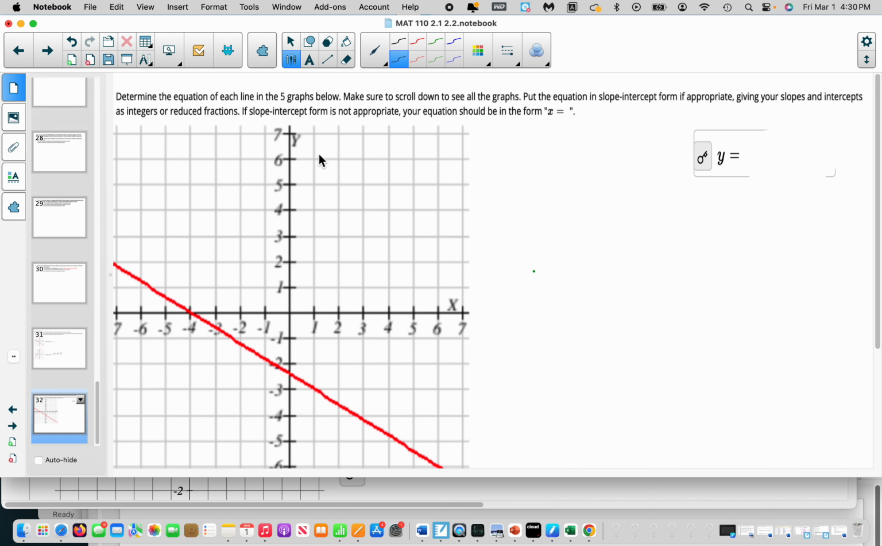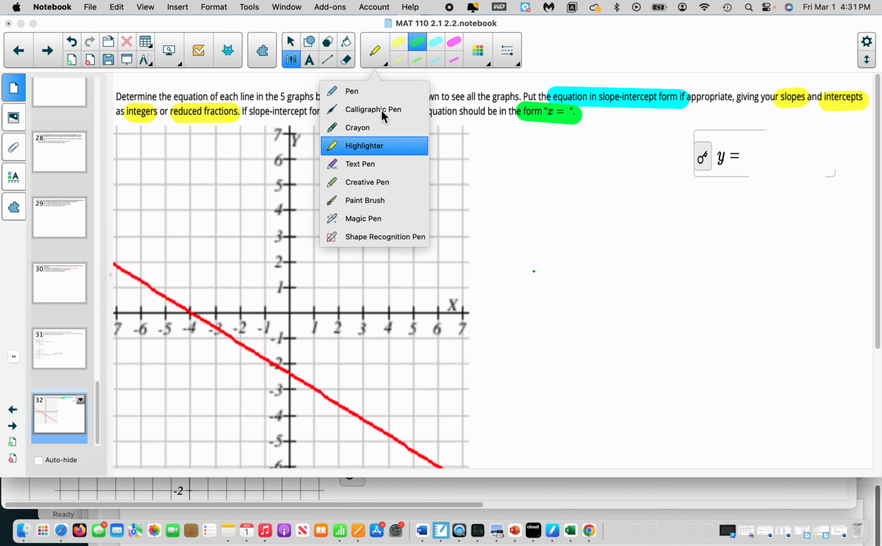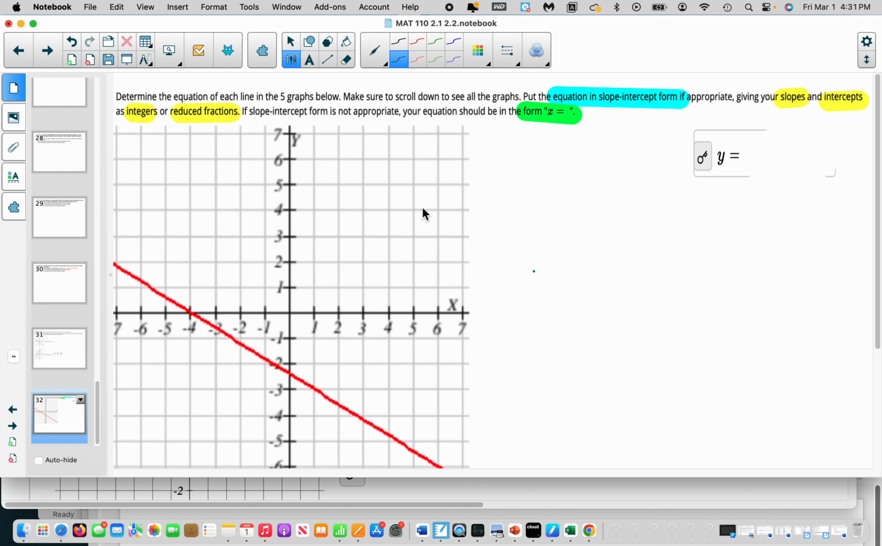Okay, let's take a look at the problem we have here and read what it is asking us for. It says determine the equation of each line. It says put the equation in slope-intercept form if appropriate, giving slopes and intercepts as integers or reduced fractions. So it's asking you to put it in a specific format. If it's not appropriate, the other form would be x equals. We need to keep that in mind when we write this in the form it's asking us.